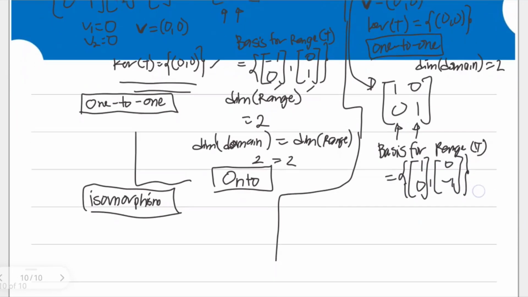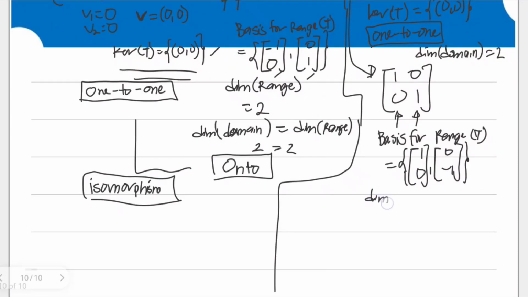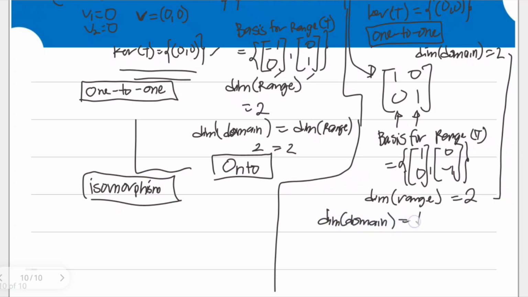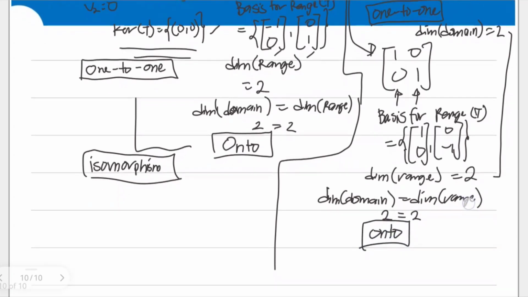With this, we can say that the dimension of the range of T, since there are 2 elements there, is also 2. With this idea that the dimension of your domain is equal to the dimension of your range, which is 2 equals 2, this is also an onto linear transformation. And with that, one-to-one here, onto here, this is also an isomorphism.